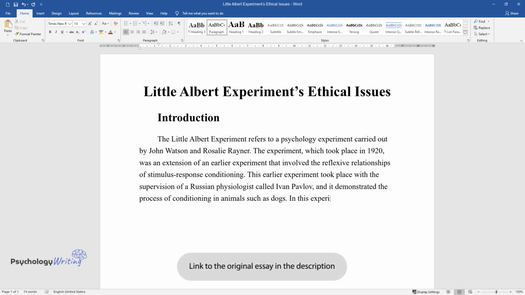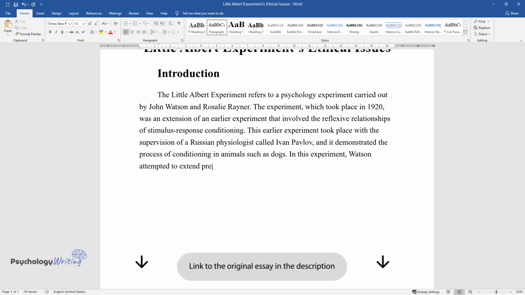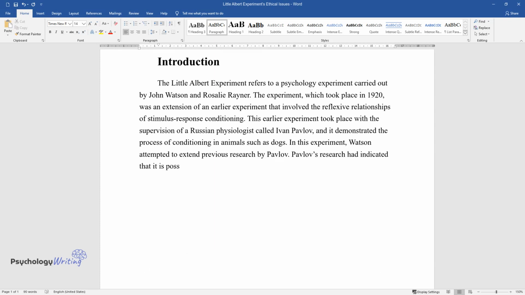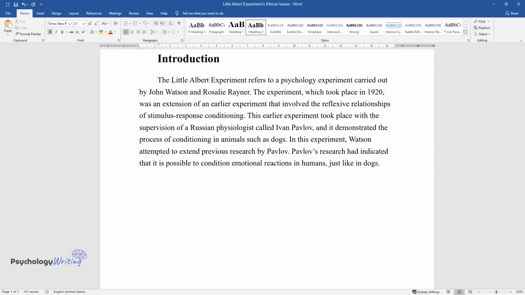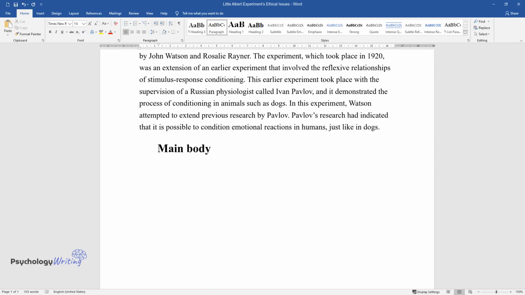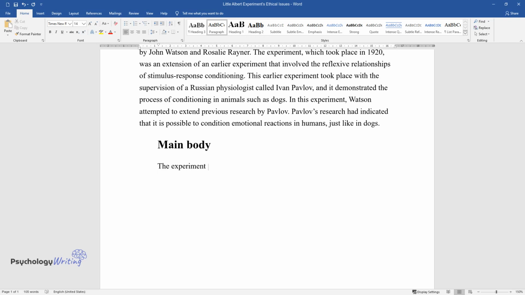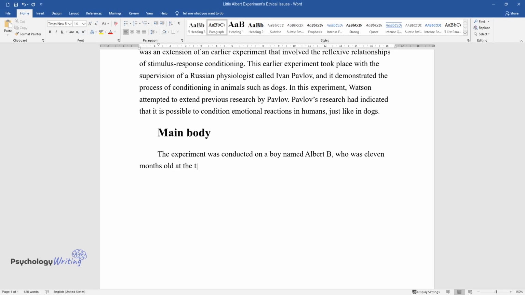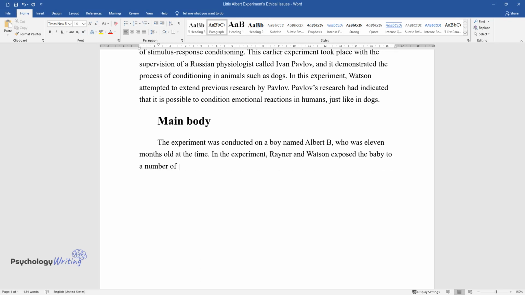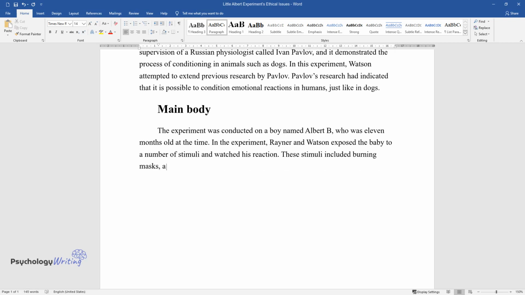In this experiment, Watson attempted to extend previous research by Pavlov. Pavlov's research had indicated that it is possible to condition emotional reactions in humans, just like in dogs. Main body. The experiment was conducted on a boy named Albert B., who was 11 months old at the time. Rayner and Watson exposed the baby to a number of stimuli and watched his reaction. These stimuli included burning masks, a monkey, a white rat, and a rabbit.